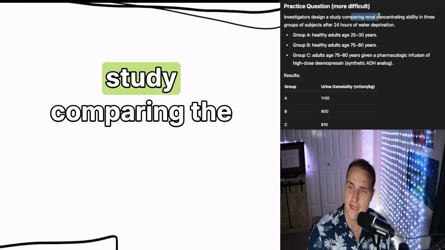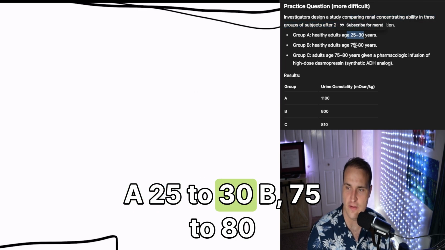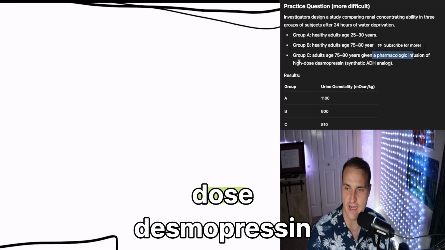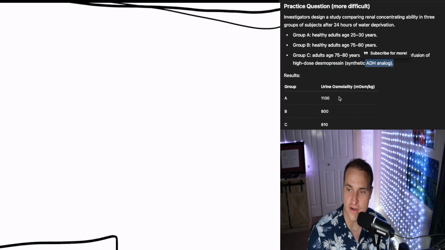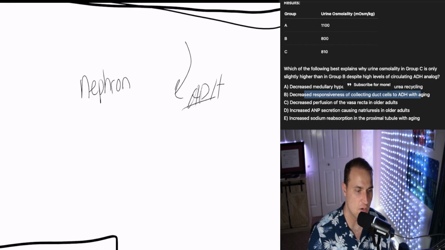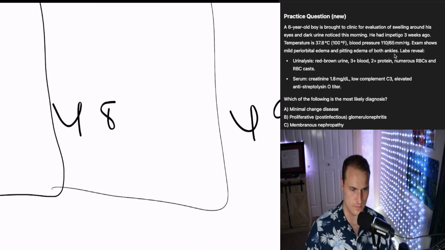Investigators are designing a study comparing the renal concentrating ability of 3 groups. A, 25 to 30, B, 75 to 80, and then C is the same, but they're given an infusion of high-dose desmopressin, which is a synthetic ADH analog. Here are the results of urine osmolality. And the answer is decreased responsiveness of the collecting duct with aging. As aging progresses, you have lower urine osmolality in the older men compared to the younger men, especially when you're deprived of water. Okay, folks, almost there.